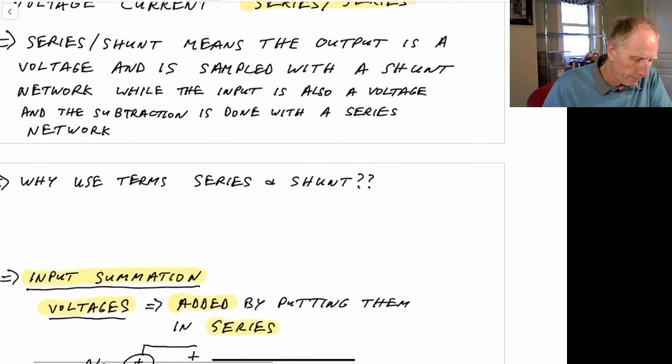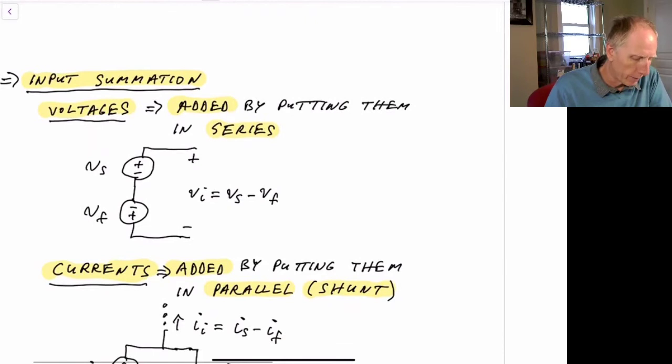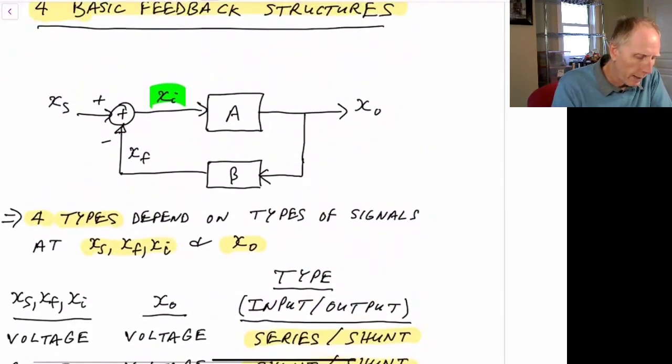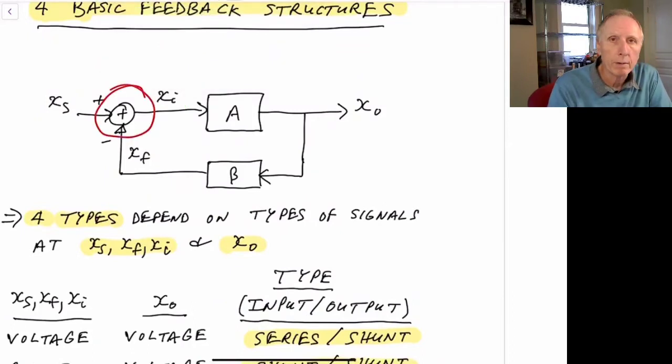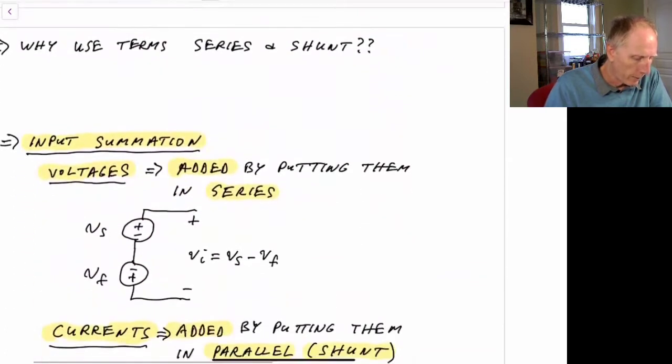The reason for that is that if we look at the input summation, we'll see that when we want to sum the input, in our original feedback circuit, we have a summation right here. So we need to take the input signal and the feedback signal and sum them together. In fact, the input signal minus the feedback signal, and that creates the error signal here. So we need to have a summation.